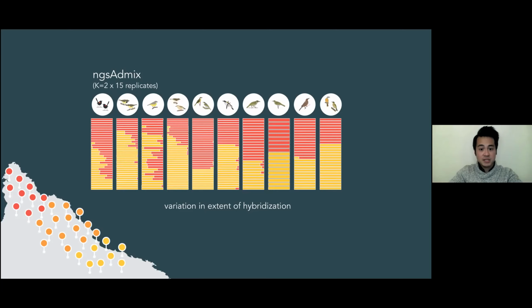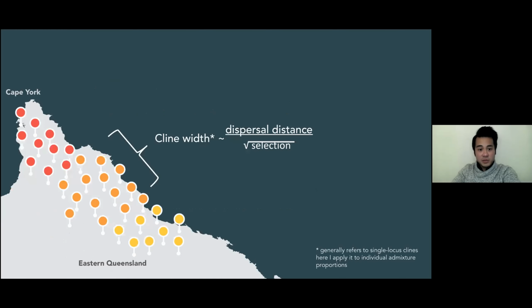So this shows the extent of hybridization of the different systems, and we really see quite a bit of variation here. I use these admixture proportions to get at cline width in between. For those familiar with this, cline width is correlated with dispersal distance over the square root of selection. Though we normally look at cline widths on a SNP by SNP basis, I don't really have that kind of resolution in this sampling, so I'm just using this admixture proportion for our cline width.